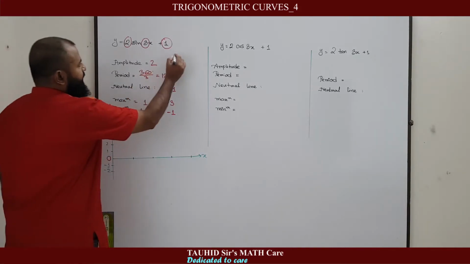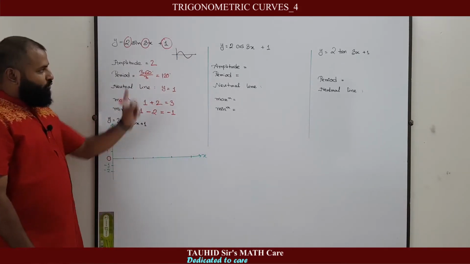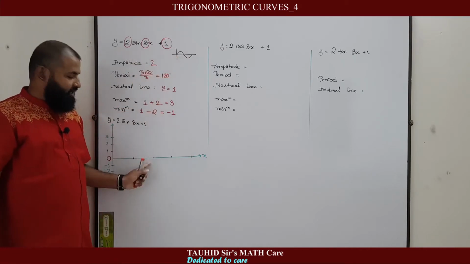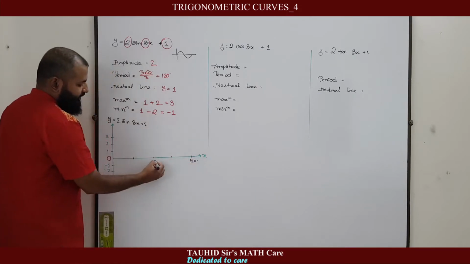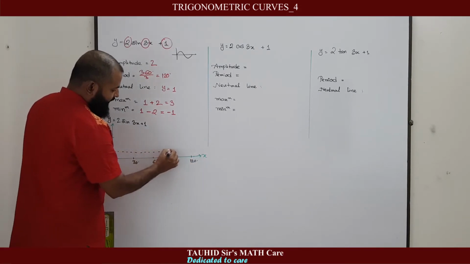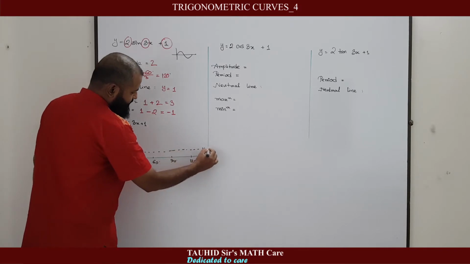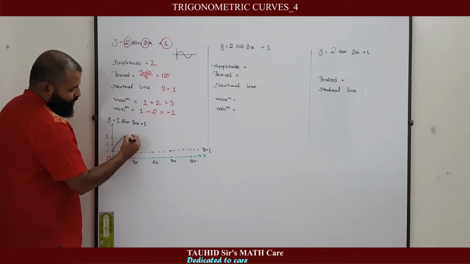We all know that the shape of sin x looks like this. So we will draw this shape here with a period of 120 degrees. And the median line here is the y equal to 1 line. So it will increase an amount equal to the amplitude.